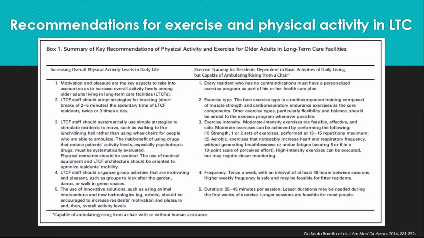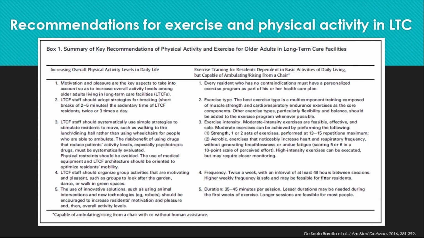So this is one of their key tables, and it's a summary of everything that they say in the paper. On the left-hand side, they have suggestions for increasing overall activity levels in daily life. So this is just getting people being more active throughout the day. And then on the right-hand side, they have recommendations for exercise training. So this is specific exercise programs where you have a set time of the day that you're going to do exercise and it's purposeful, rather than on the left, it's just getting people moving around more.